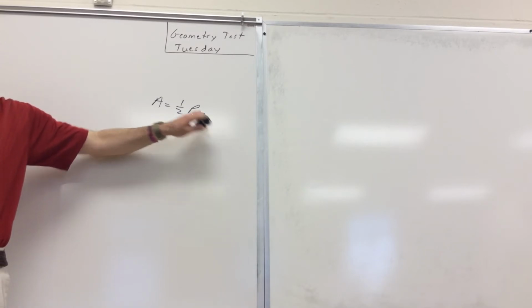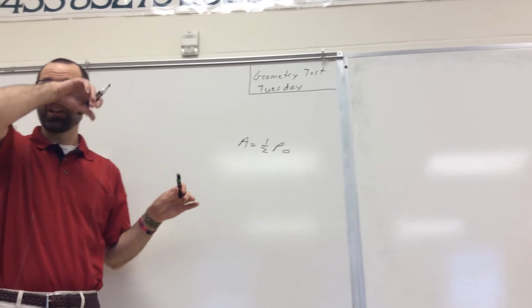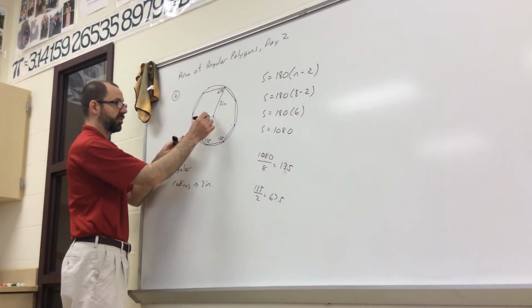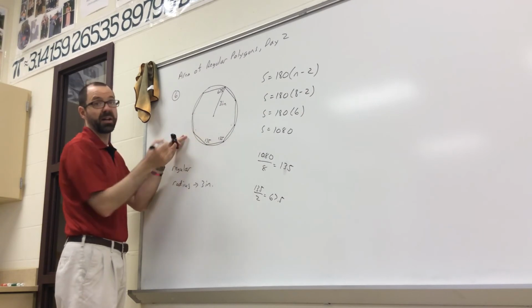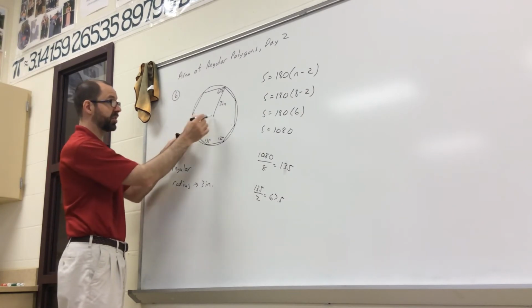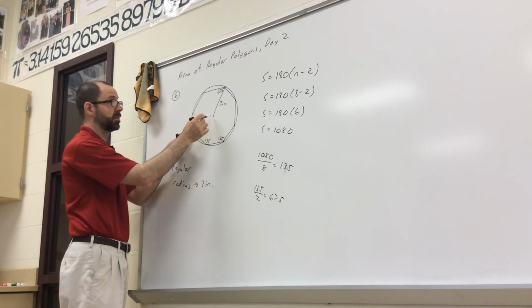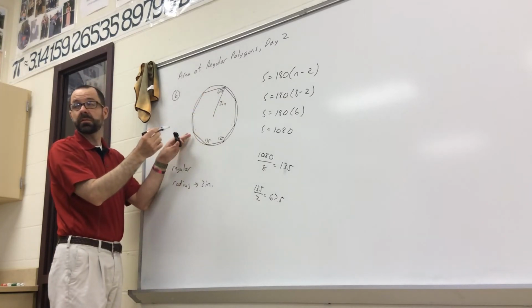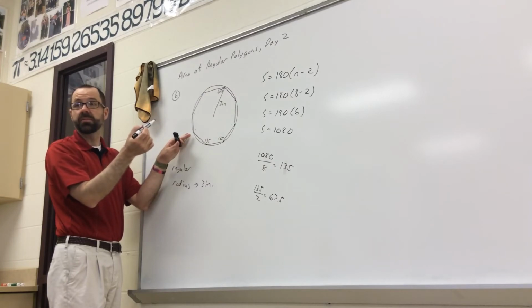The apothem, right? So we've got to go back to our picture and draw in the apothem. The apothem starts at the center of the circle, well, at the center of the octagon. And where does it go? Is this the apothem?